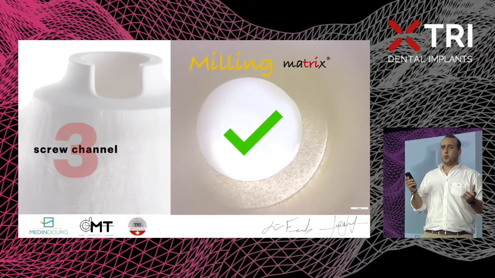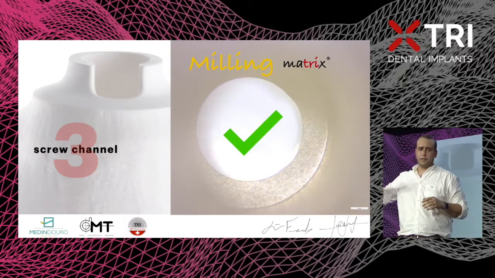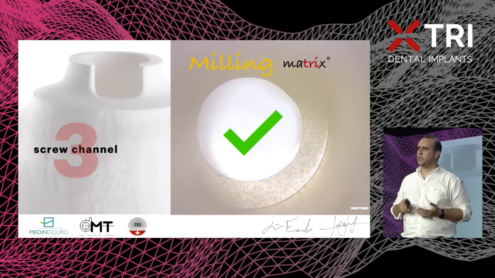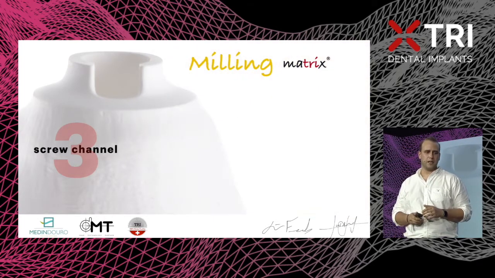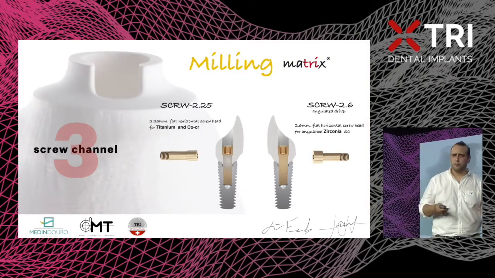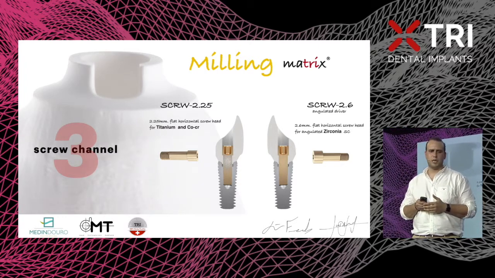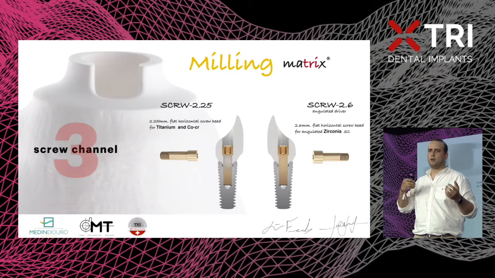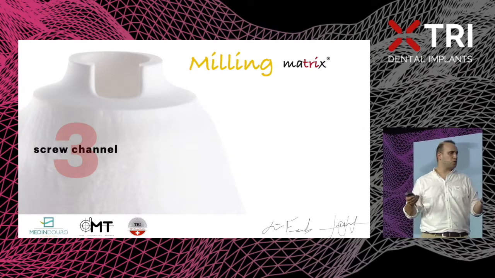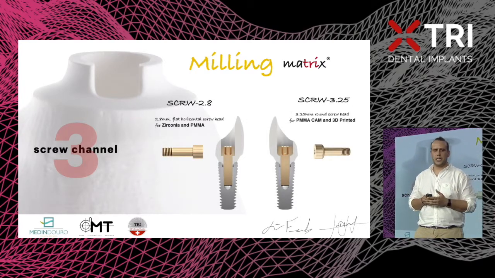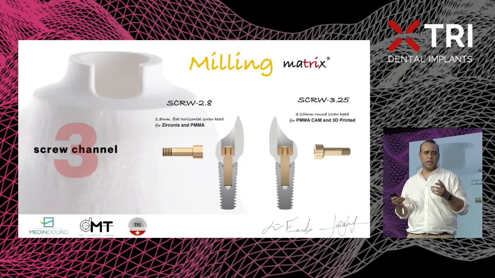And that's the result we want: a perfectly flat contact surface with the screw. We have 4 types of screws, really quick: 2.25 for metal restorations. Now we have a 2.6 for angulated screw channel. The most common we use till now is the 2.8 screw. And we have for PMMA 3D printing a 3.25 screw.